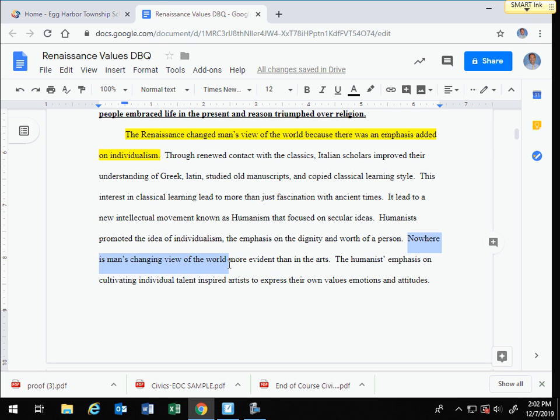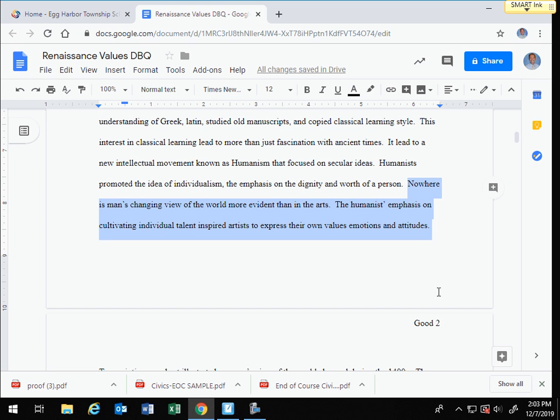Nowhere is man's changing view of the world. So again, notice how this sentence or phrase refers back to our topic sentence, refers back to our thesis. Nowhere is man's changing view of the world more evident than in the arts. The humanist emphasis on cultivating individual talent inspired artists to express their own values and emotions and attitudes. All right, great. Why is this great? Because it's laying the foundation for what they're going to talk about, the arts. So I know that this paragraph is going to be geared more towards, I think, document A, dealing with the art.